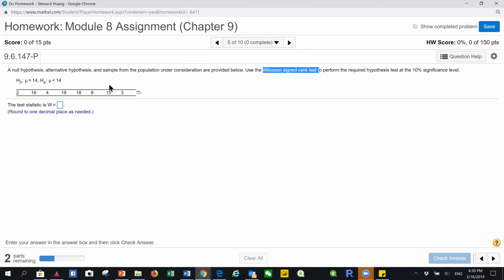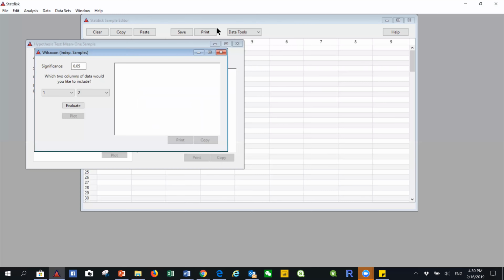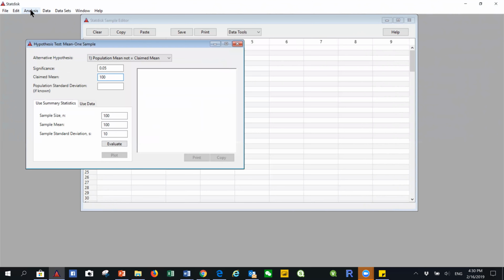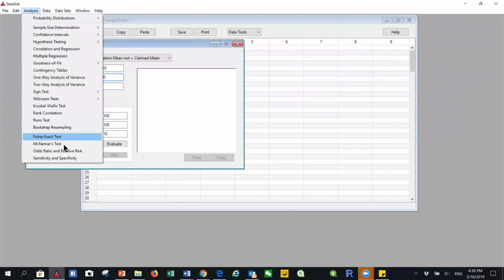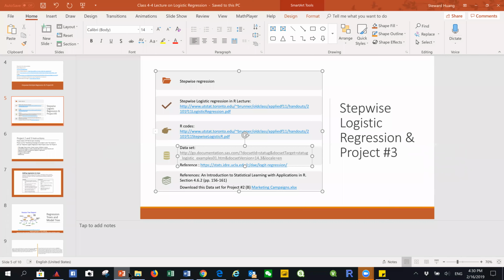Let me see, but there is only one. Let me see, Wilcoxon test, matched pair, independent. Yeah, sign rank. Wilcoxon sign test. Okay, let's go back to the slide.